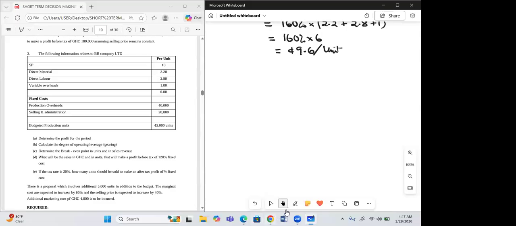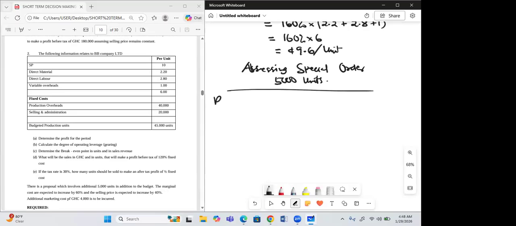So once you have the new variable cost, what are you going to do? You assess that order. You know the decision rule for special order. If it makes contribution, you have to accept, right? Yes, sir. So assess the special order. How many units is that? 5,000 units.